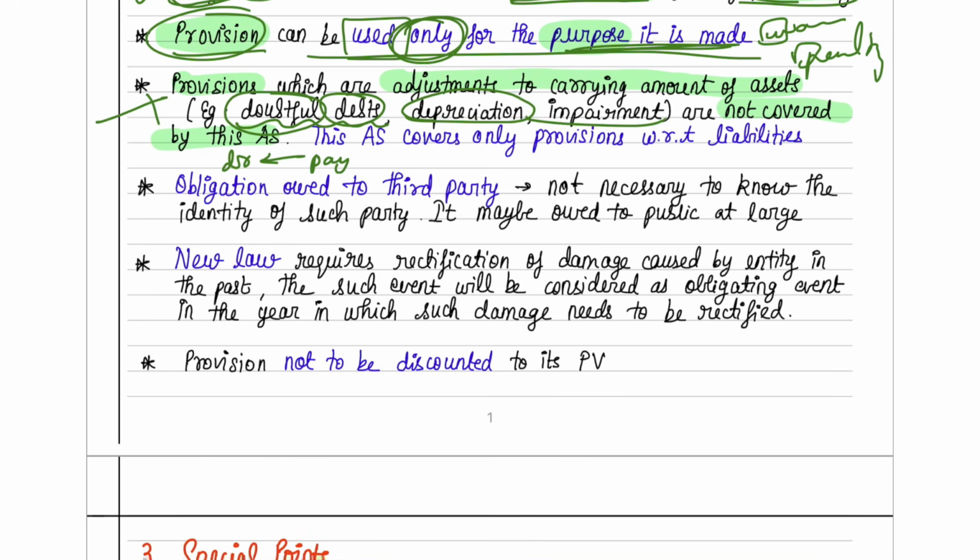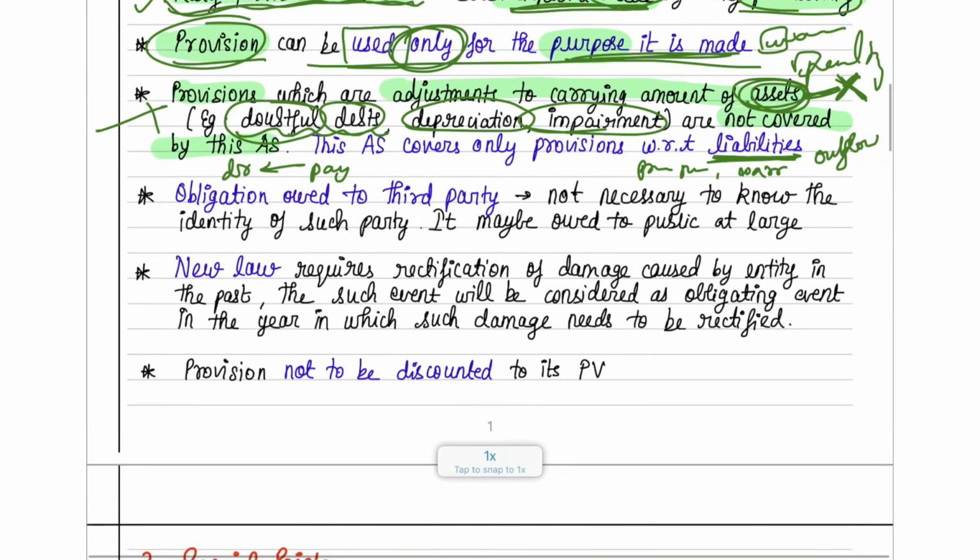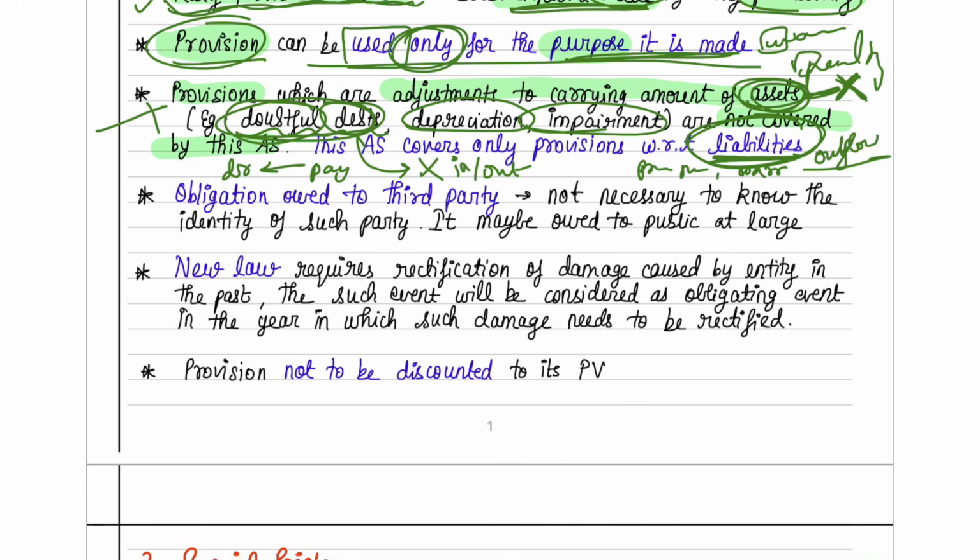Provision for depreciation, provision for impairment. All these are asset related provisions. So asset related provisions are not covered under this AS. Only the liabilities related provisions are covered here. Example, a provision for penalty, provision for warranty, where there is an outflow. When you make a provision for doubtful debts, you are not going to receive any money. Neither is there inflow nor is there outflow. But when you are saying provision for liabilities, that means there is going to be an outflow.